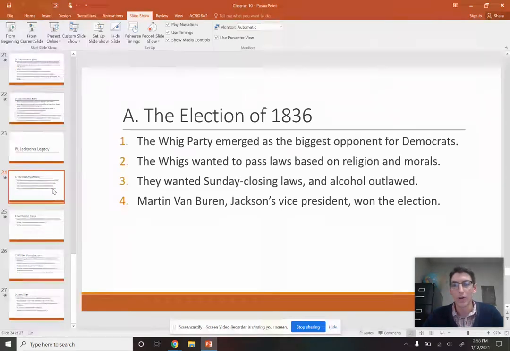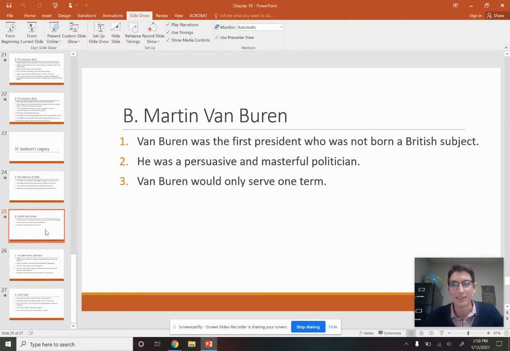But the Whigs wanted Sunday closing laws and alcohol outlawed. The Whig Party was no match for Jackson's hand-picked successor, Martin Van Buren. And so Martin Van Buren wins the election of 1836. One thing of distinction that set him apart from all of his predecessors, those who came before him, is that he was the first president who was not born a British subject.